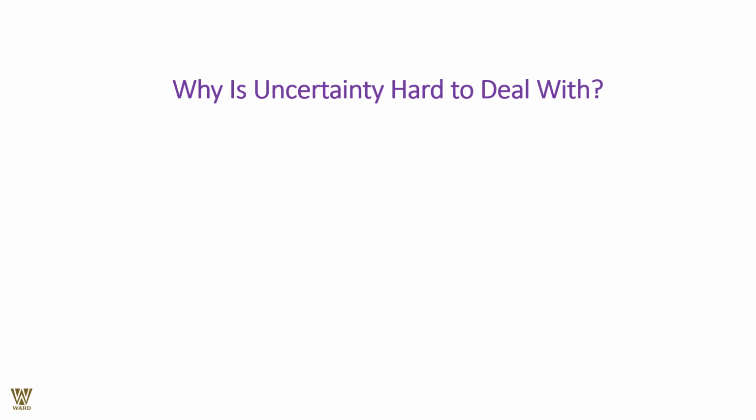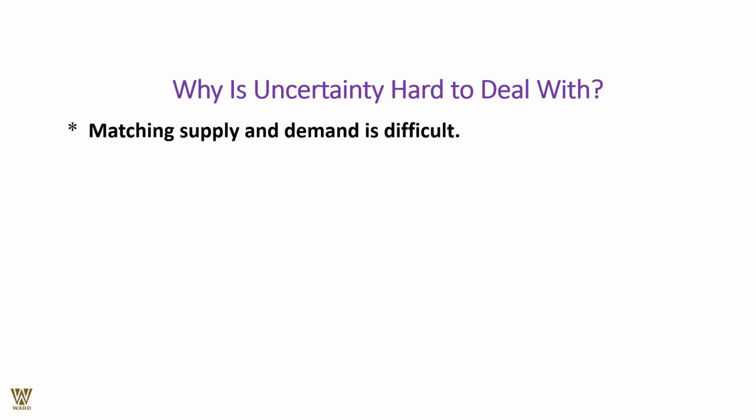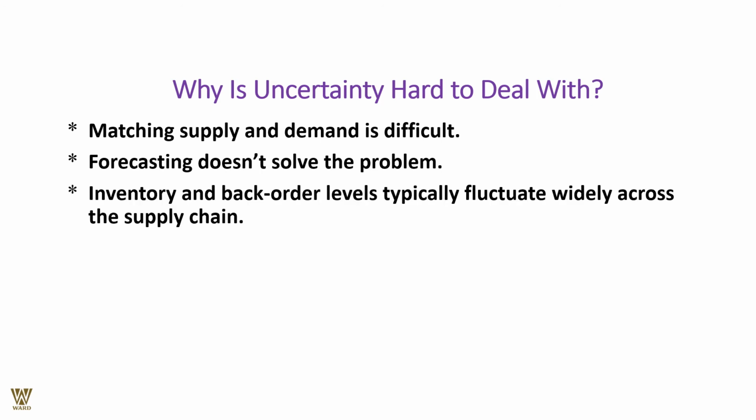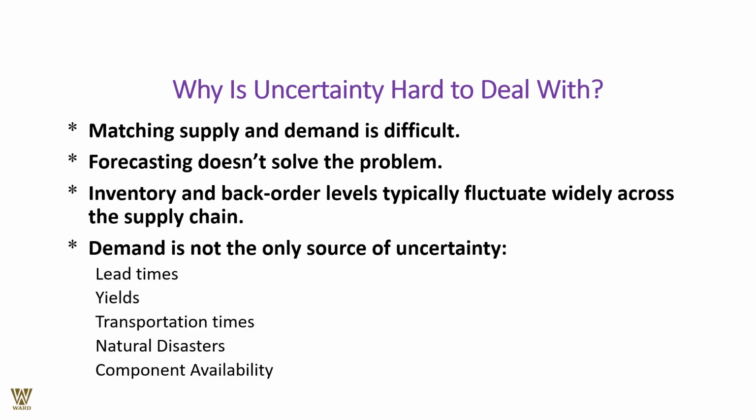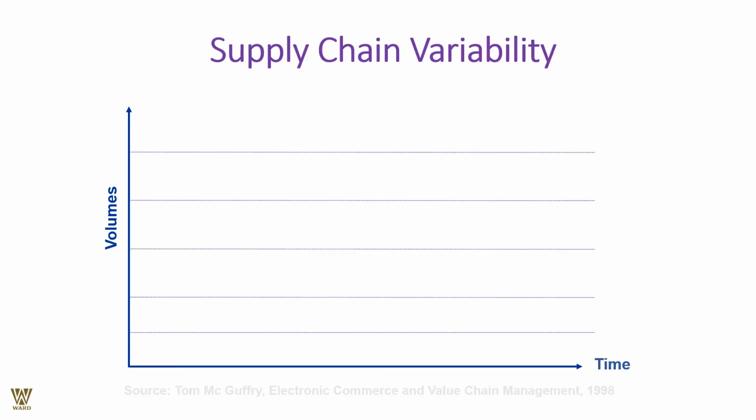Why is uncertainty hard to deal with? Yes, because there is a mismatch in the supply and the demand. It is just not possible to match the supply and the demand on an as-and-when basis. Forecasting does not solve the problem, so inventory and back order levels typically fluctuate widely across the supply chain. Demand is not the only source of uncertainty. Lead times, yield, transportation times, natural disasters, and component availability also matter. What are we looking at?